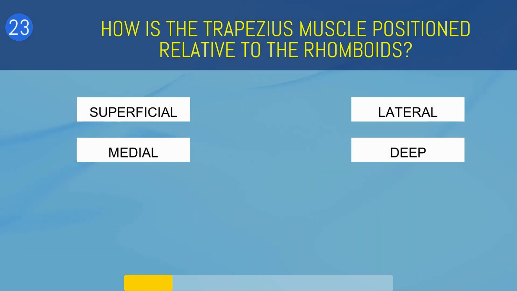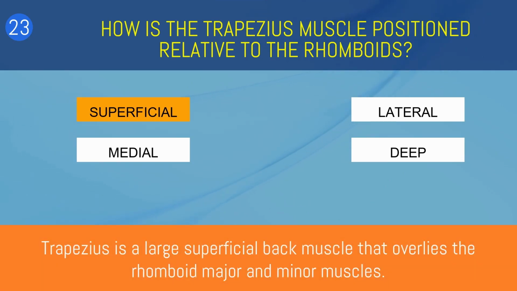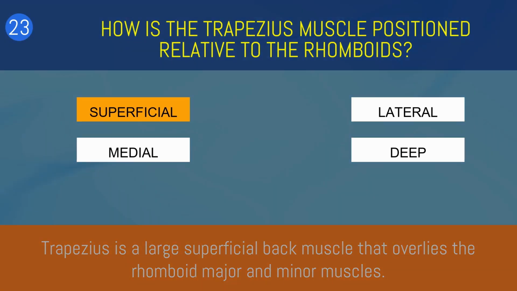How is the trapezius muscle positioned relative to the rhomboids? Superficial, medial, lateral, or deep? Superficial. Trapezius is a large superficial back muscle that overlies the rhomboid major and minor muscles.